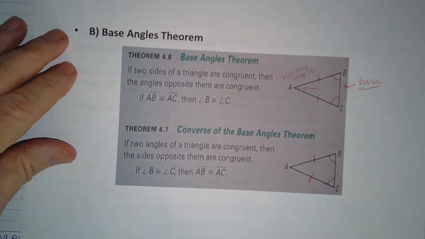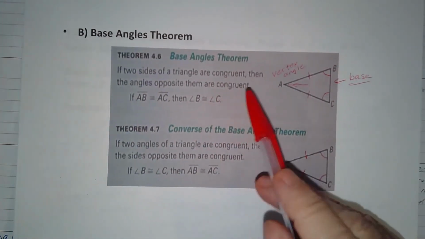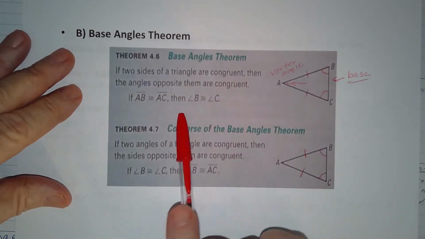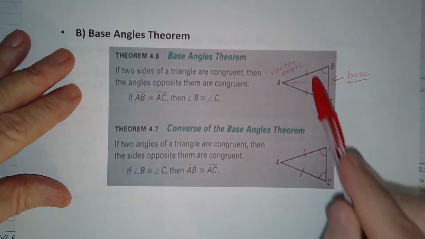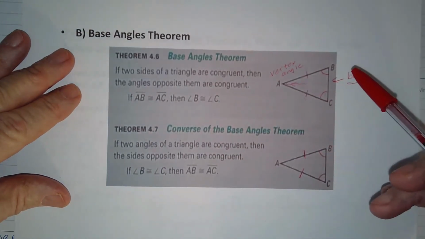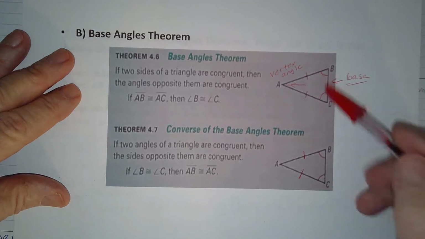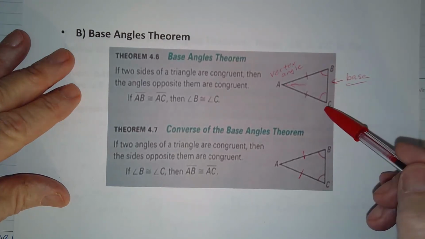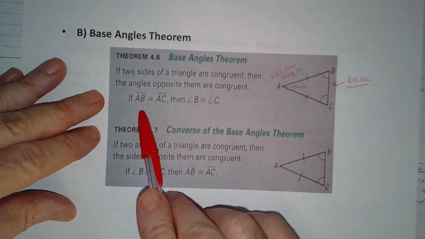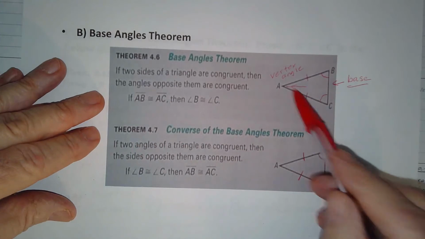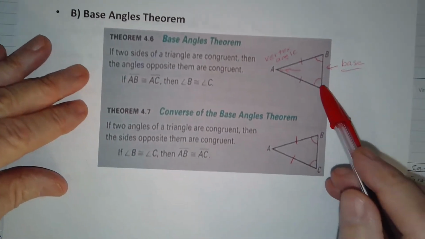Let's just go through and address the theorem. A theorem was developed based on this information, and it's called the base angles theorem. It says if two sides of a triangle are congruent, then the opposite angles on the base are congruent. The angles opposite them are the base angles. And so if side AB is congruent to side AC, then angle B is congruent to angle C. That's what it's telling you.